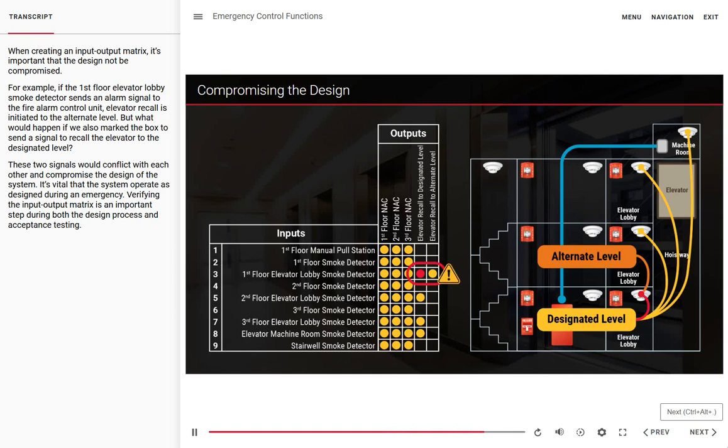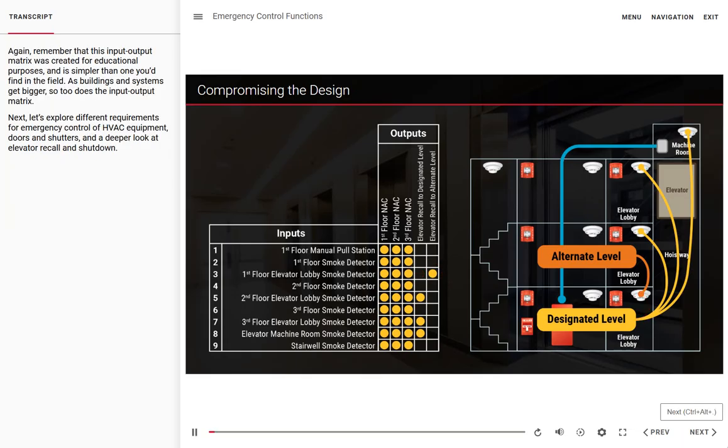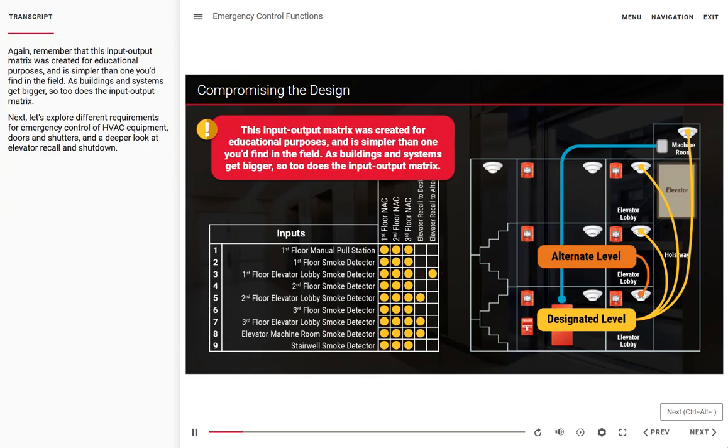Verifying the input-output matrix is an important step during both the design process and acceptance testing. Again, remember that this input-output matrix was created for educational purposes and is simpler than one you'd find in the field. As buildings and systems get bigger, so too does the input-output matrix. Next, let's explore different requirements for emergency control of HVAC equipment, doors and shutters, and a deeper look at elevator recall and shutdown.